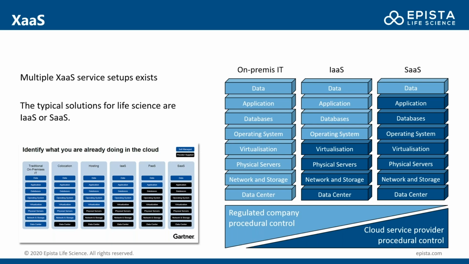Typically, what we see in our implementations are infrastructure as a service, where what we implement is the infrastructure up into the virtual infrastructure. Subsequently, there is a layer of software that is databases and operating systems and applications that are managed by the client or the customer. Then we also see software as a service, where the service provider manages the entire IT stack, all but from the data management itself.